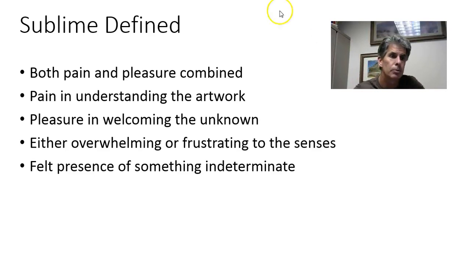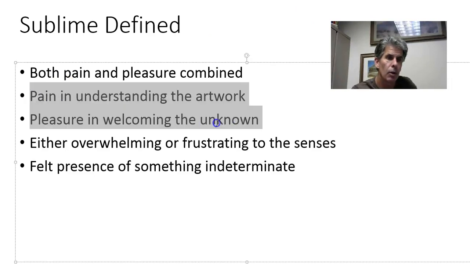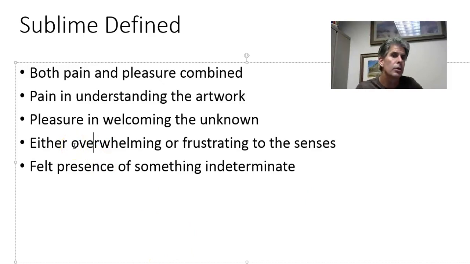Okay? So there's both that pain in understanding it. It's either overwhelming or it's somehow frustrating. But there's simultaneously a pleasure in welcoming the unknown. Okay? It's this: I don't get this, but somehow, yes, this is good. But again, it's simultaneously frustrating, overwhelming, but pleasurable in welcoming that unknown. So it's either overwhelming to the senses. That's what Longinus actually wrote about. Kant wrote about also the frustration and making sense out of it.